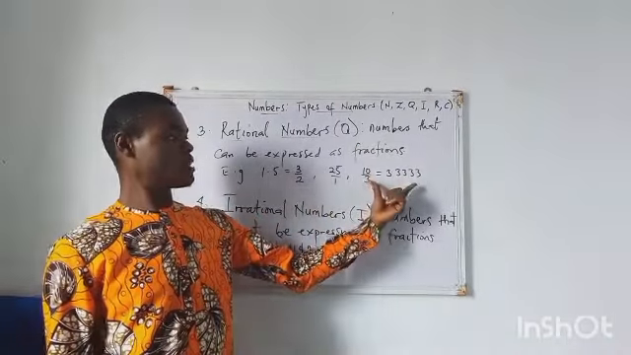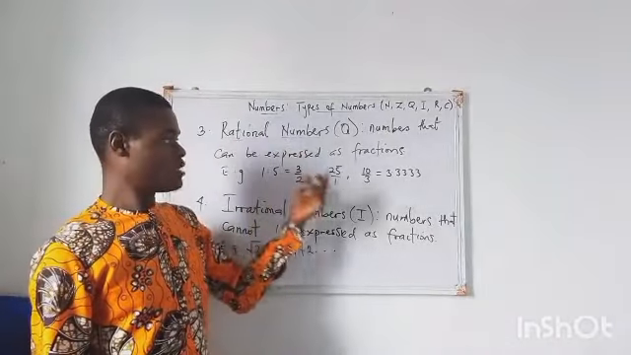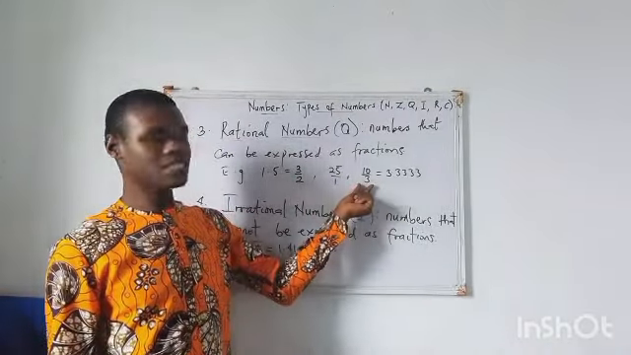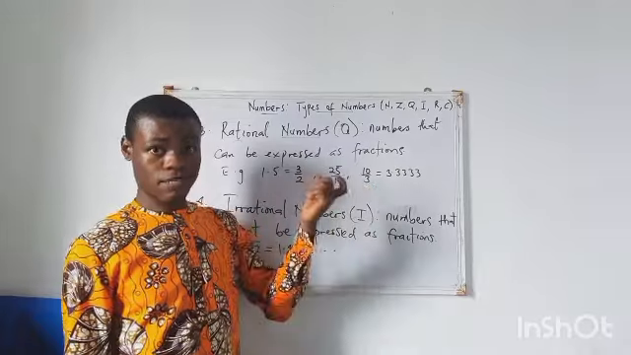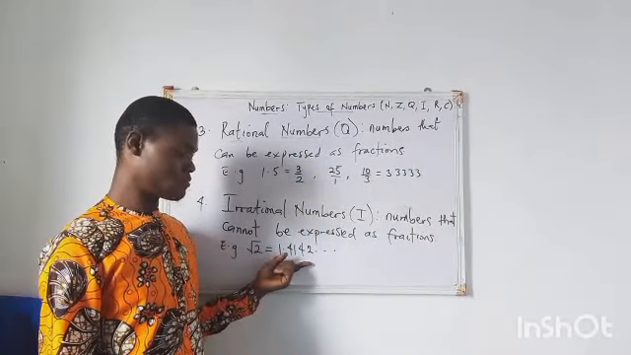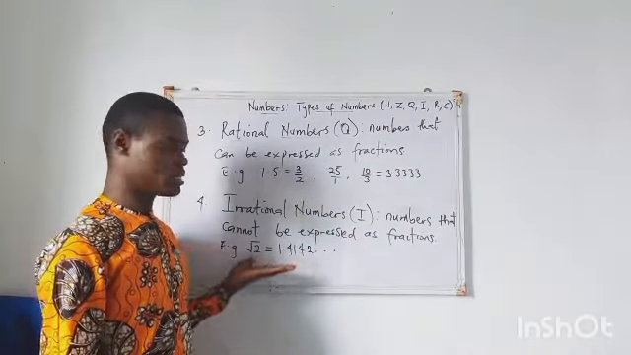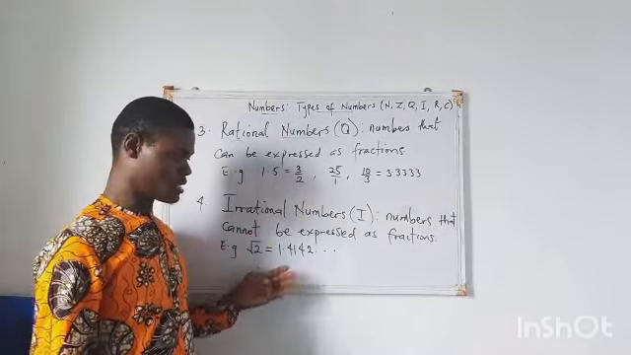So recurring decimals fall under the branch of numbers called rational numbers, because recurring decimals can often be written as what? Rational numbers, as a fraction. But when you have numbers whose decimals are not repetitive, not recurring like this, they are often irrational numbers. So this is an example.